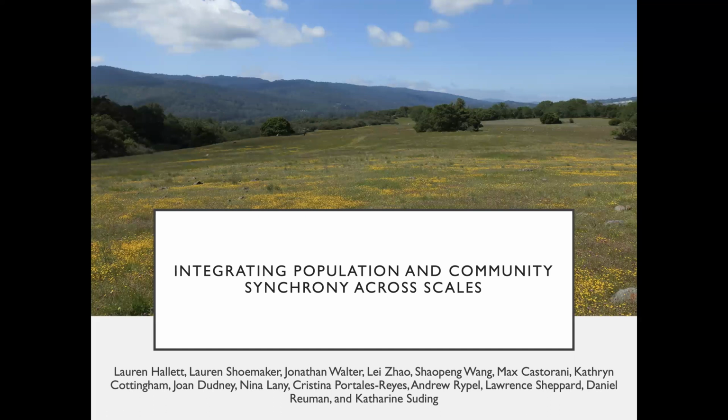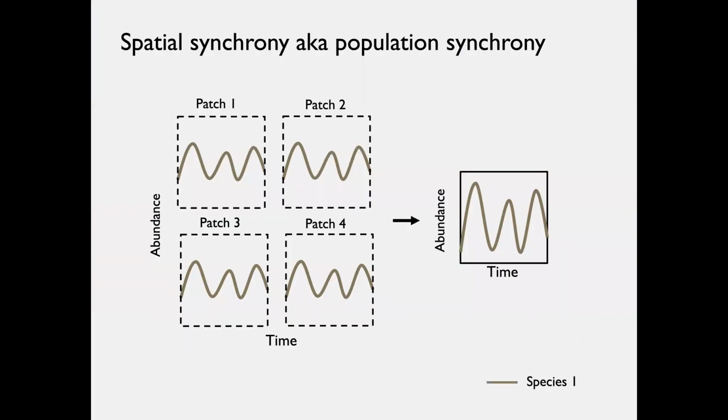Today I'm going to be talking about some work from a working group I led a few years back on integrating population and community synchrony across scales. To situate you with the task before us, there are two bodies of literature that have used this term synchrony. The first is spatial synchrony, also known as population synchrony. This is where you have different populations of the same species across a landscape. In this case, we have four patches where that species is fluctuating over time.